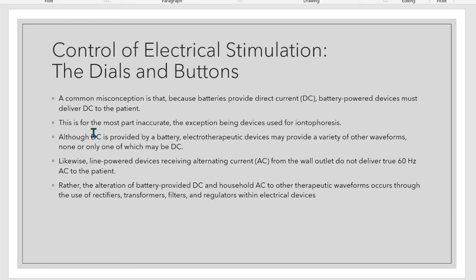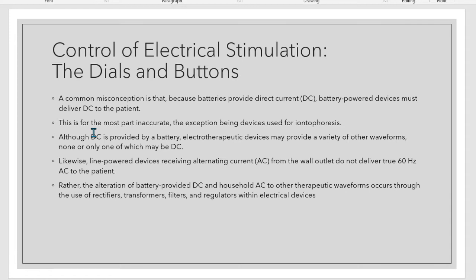So this is for the most part inaccurate. The exception is devices used for iontophoresis. Usually IFC is an AC, while iontophoresis is DC. Now, although DC is provided by a battery, electrotherapeutic devices may provide a variety of other waveforms, none or only one of which may be DC. There are a lot of waveforms. It could be biphasic, monophasic, Russian, surge, or ramp.